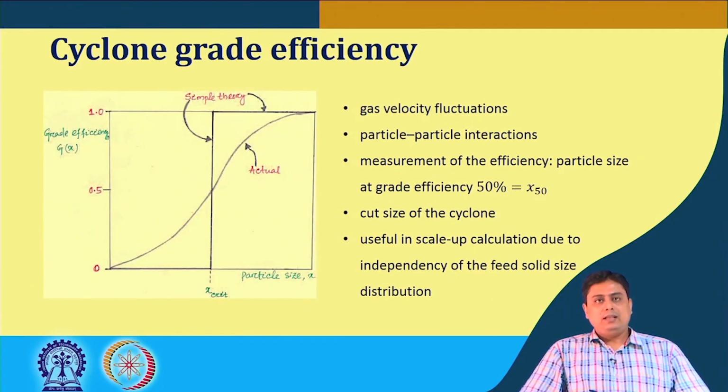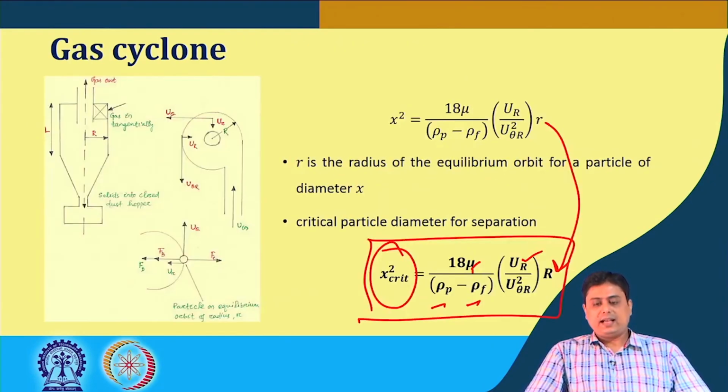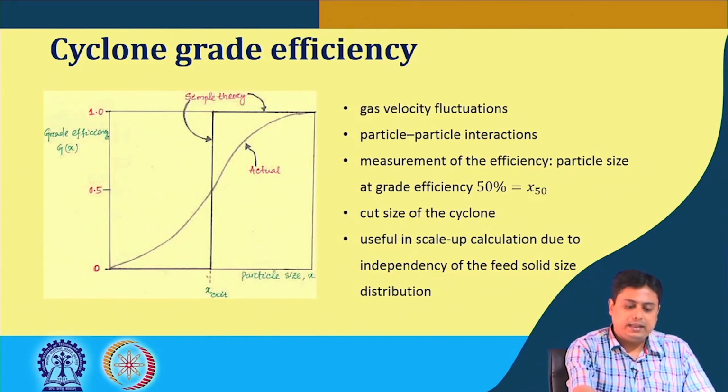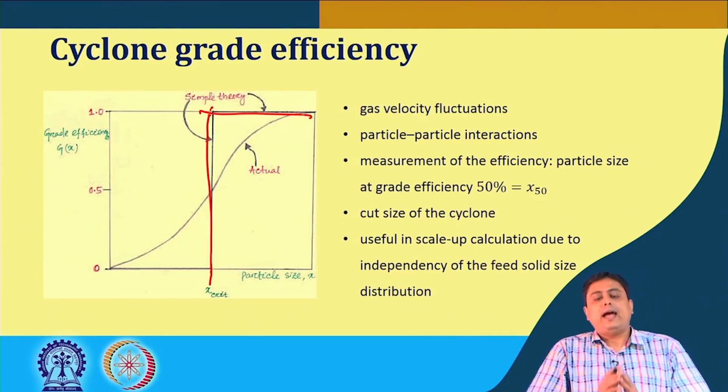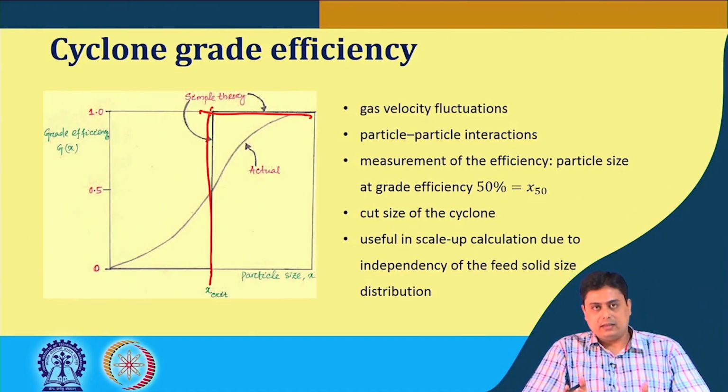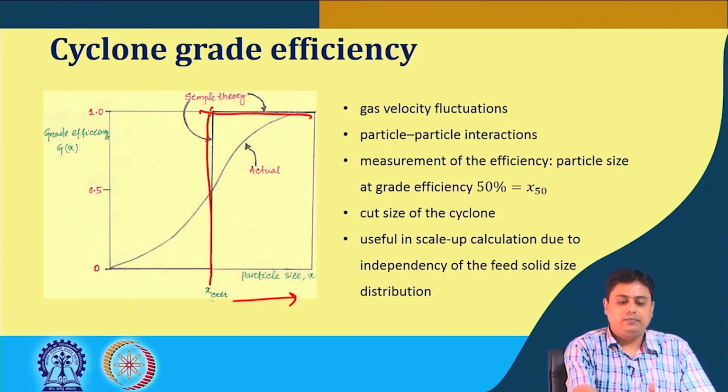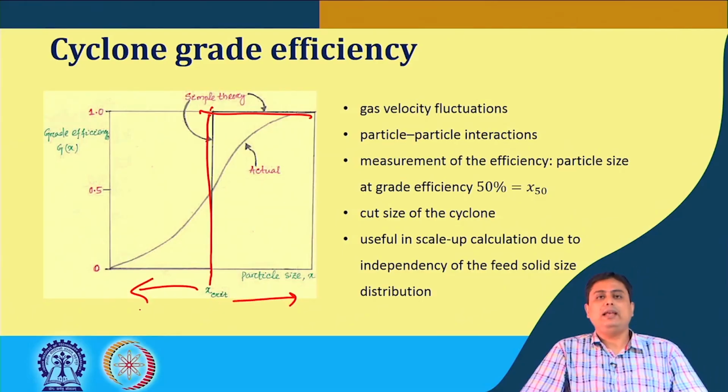Now, which means if this is the case, the grade efficiency for say this x size or x critical would vary very sharply, ideally, that there will be a sharp line that beyond this line everything will be captured, or beyond this size everything will be captured, and these particles will escape with the finer cake. But that does not happen.